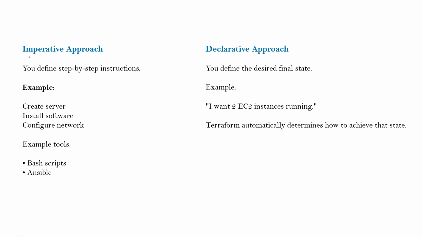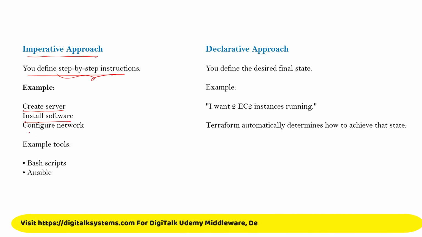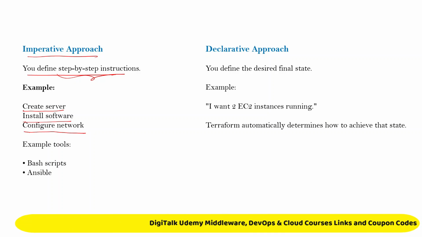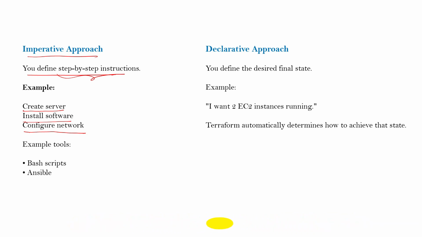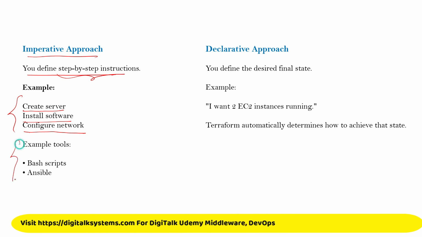In the imperative approach, we are defining step-by-step instructions. Create a server. Once the server is created, install the software. Once the software is installed, you need to configure some network resources like the internet gateway, maybe your NAT gateway. You need to configure the security groups. You need to configure the routing tables, right? For this imperative approach, the example tools are a simple bash script or maybe Ansible.